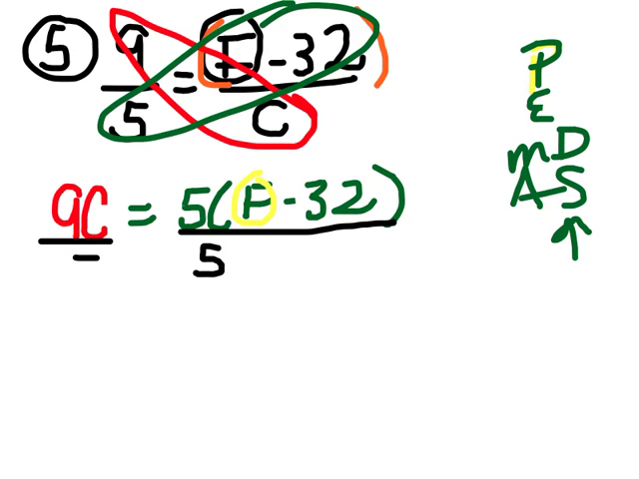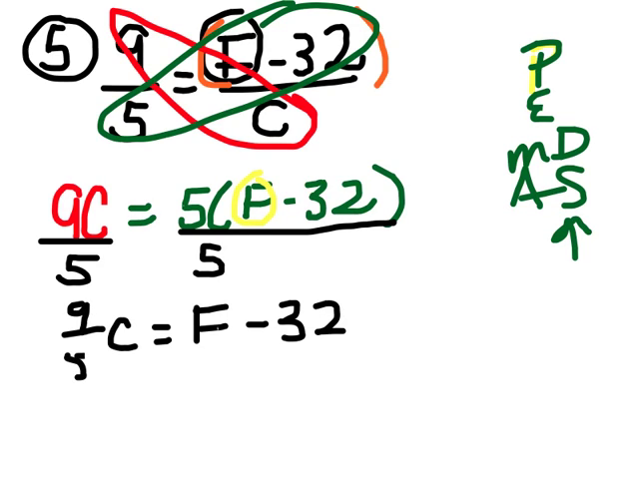Let's just do that. Y'all can see this easy enough, I think. So 9/5 C is equal to F minus 32. They wanted F by itself. It's not yet. What would I do to get it now? Add 32.